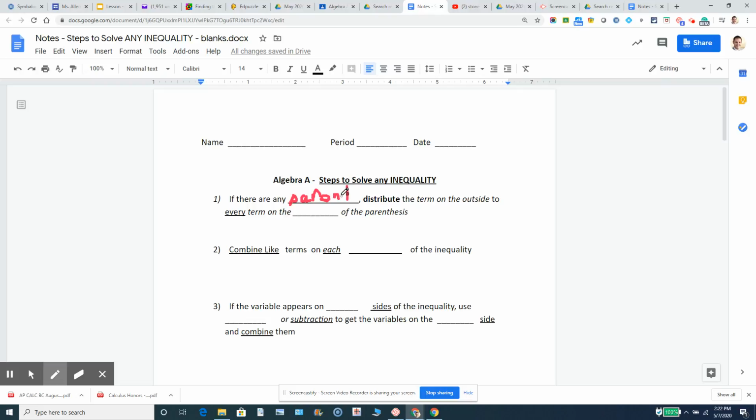distribute, and it's really tough to write with this, but that's okay. Distribute the term on the outside to every term on the inside of the parentheses. The parentheses is spelled right there.